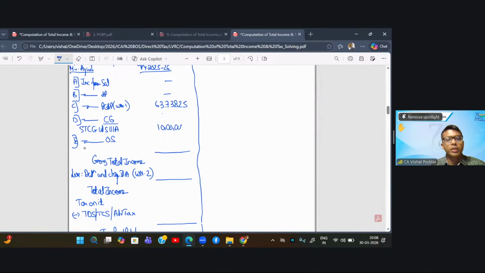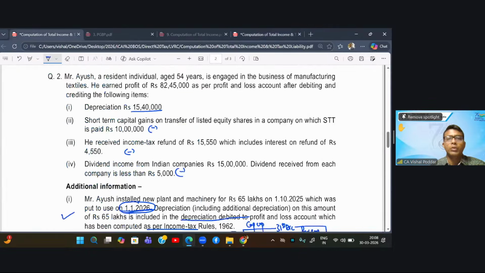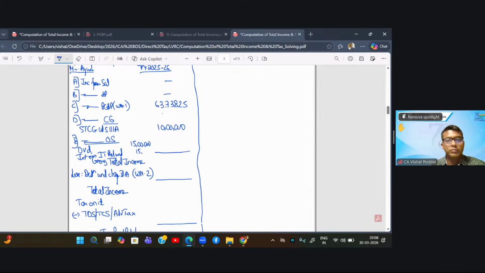And in other sources, I have two incomes, dividend and interest on IT refund. Dividend is 15 lakhs. Interest on IT refund is... No, interest is not 15. That was the total amount. Out of 15, interest is 4550. So it is 4550, not 15. So total other sources is 15,04,550.